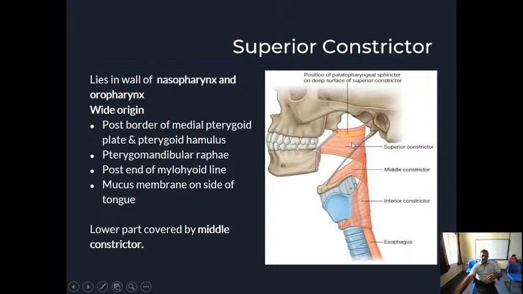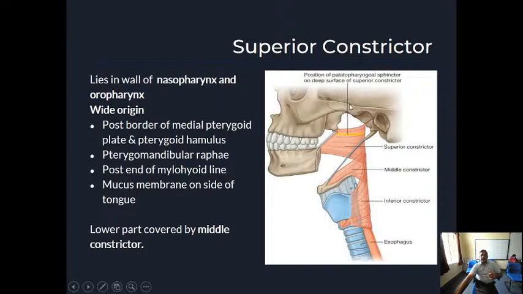Okay. And superior constrictor is a broad muscle which is in relation to the nasopharynx as well as the oropharynx. Okay. And the middle constrictor muscle is the next muscle, and then the inferior constrictor muscle. Now, if you see the superior constrictor muscle, we will not go into the details of the attachments, because basically you should remember that it is the one which is lateral to the nasopharynx as well as the oropharynx.